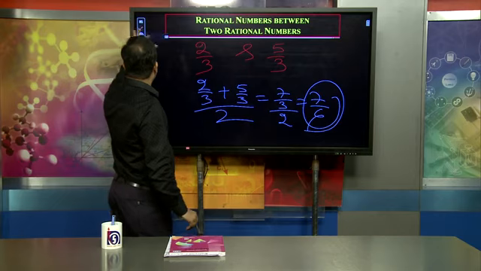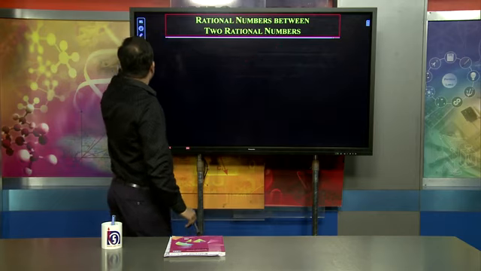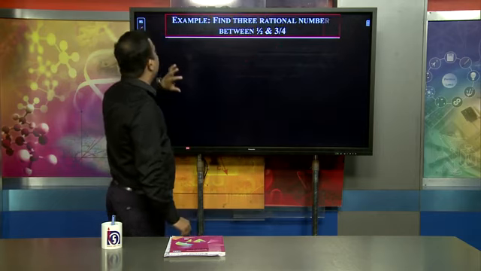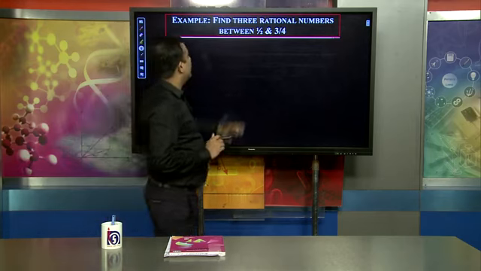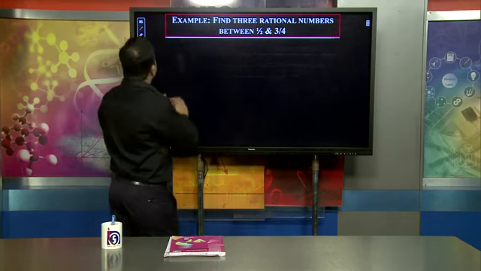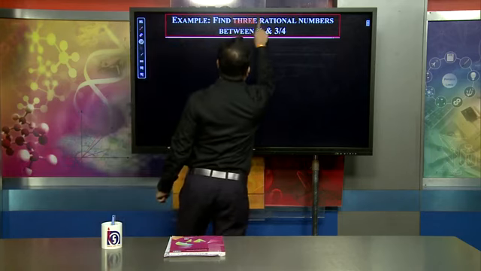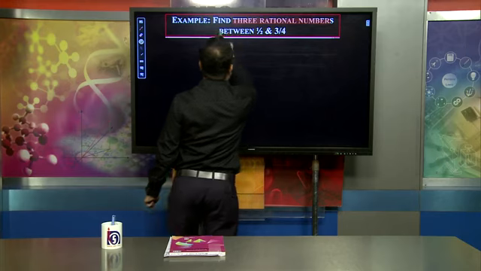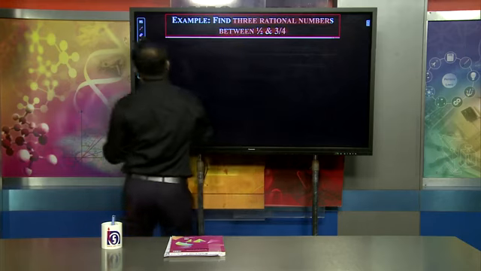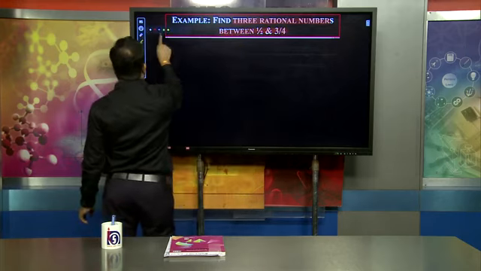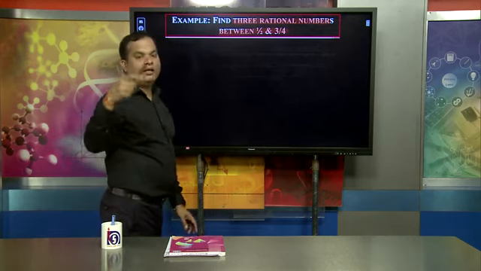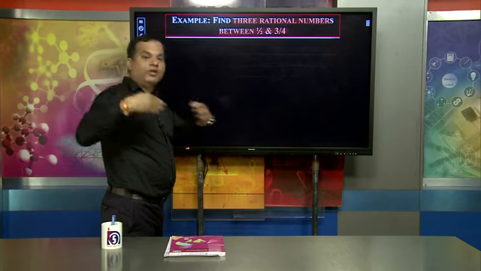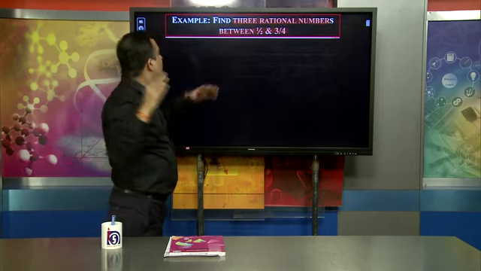So this is another rational number. This is the way we find a rational number between two rational numbers. Another example: suppose 1 by 2 and 3 by 4. We would like to find 3 rational numbers between 1 by 2 and 3 by 4. Dear learners, a very important thing is that between two rational numbers, we will find a huge number of rational numbers.